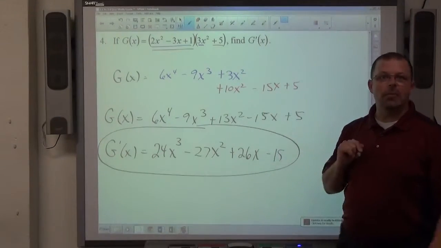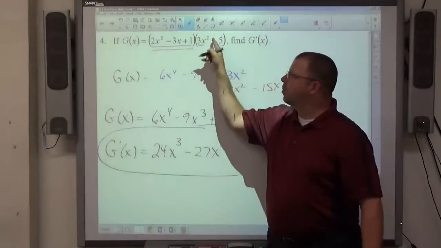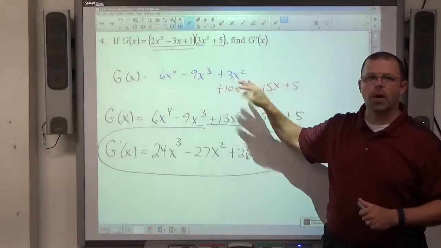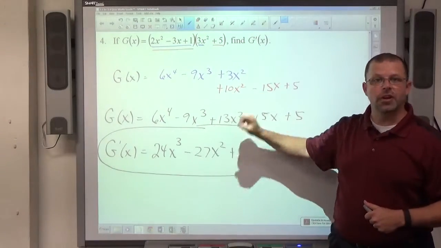That is the way I would do that problem. Again, 1d2 plus 2d1, then you still have to do a distributive property. You still have to add like terms. It's a lot easier to do it right off the bat, get a simpler version, and then do the power rule.